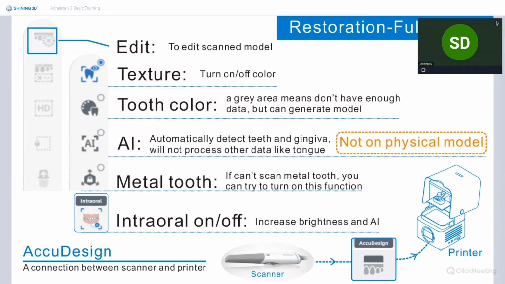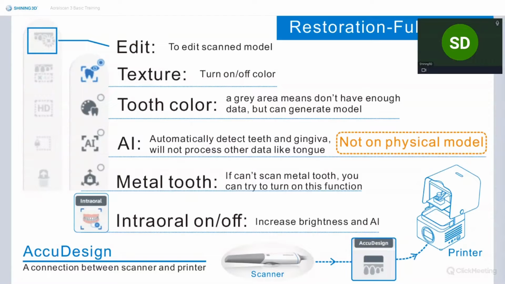So this AI function will automatically detect teeth and the gingiva around it, and it will not process other data like your tongue. So if you are trying to do the intraoral scan, you need to turn on this function to make your scan much easier. It will ignore data that is not necessary to use. So just remember, turn on this intraoral option when you do the intraoral scan.